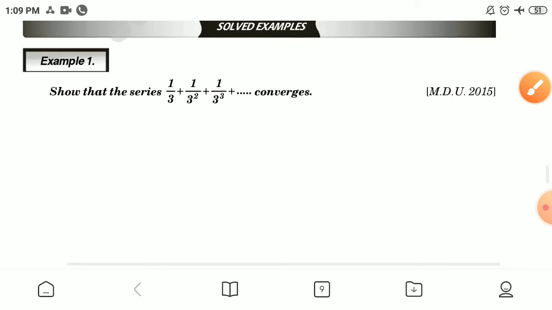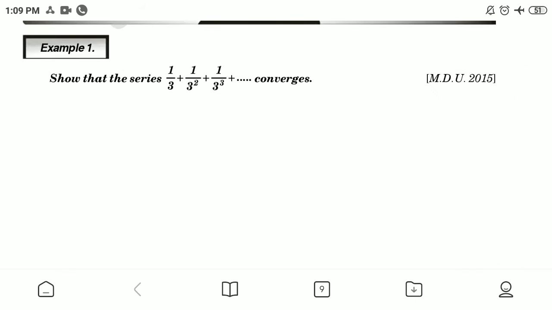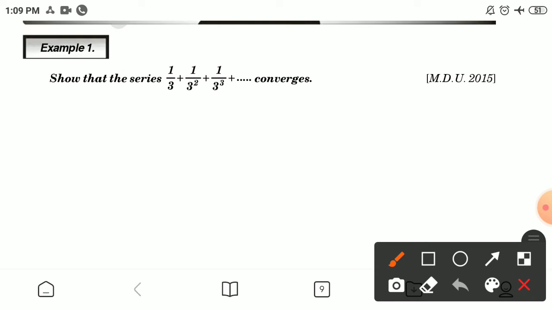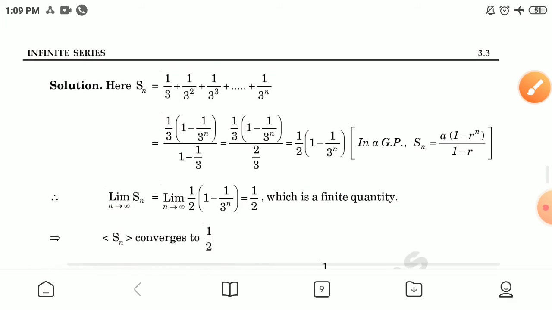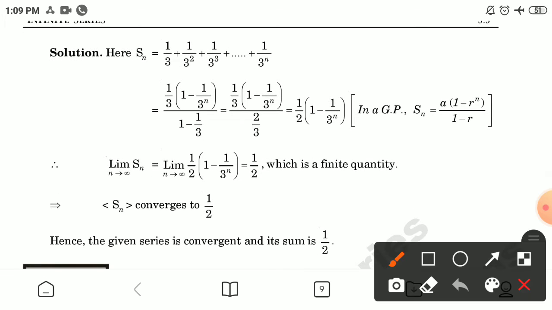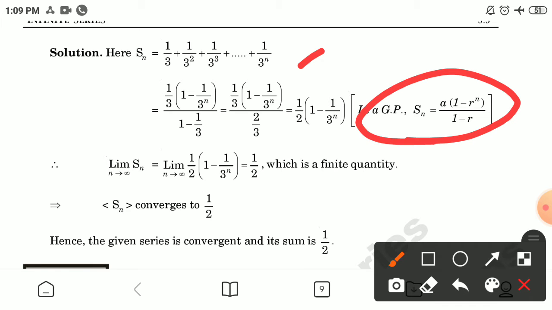Taking some solved examples. Show that the series 1 by 3 plus 1 by 3 square plus 1 by 3 cube plus so on converges. Now the solution is: here Sn is the sum of the first n terms, that is the terms in a GP series, and the sum is calculated by this formula. Sn is equal to first term into 1 minus common ratio raised to power n divided by 1 minus common ratio.